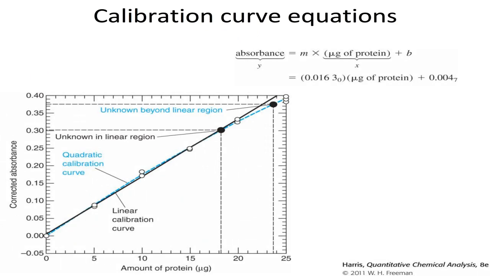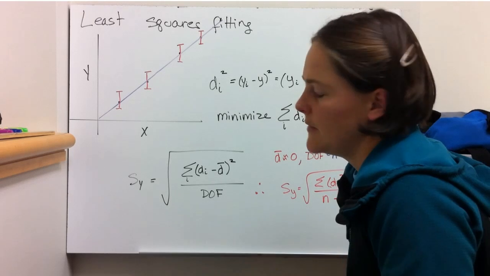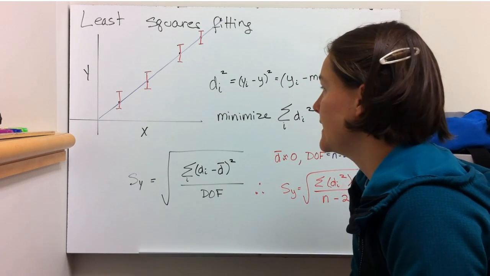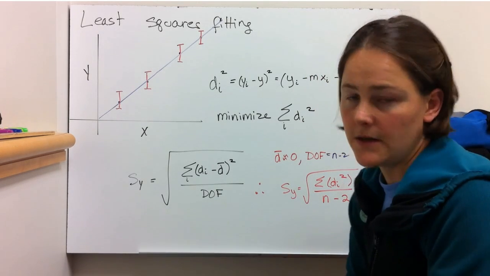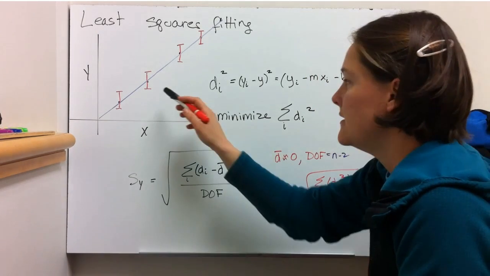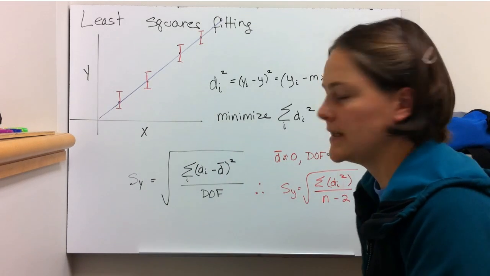Here's another example from your book of a calibration curve where you have on the x-axis, the horizontal axis, the amount of protein, and on the y-axis you have the instrument response. So you can fit this with a line y equals mx plus b as shown in the slide. The math behind this is called least squares fitting, and essentially the method is that you're trying to minimize the distance between each point and the line.